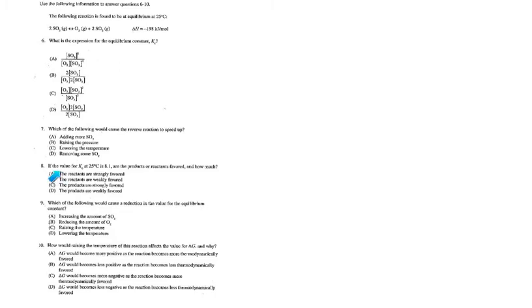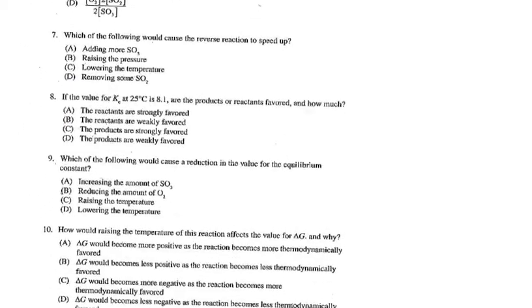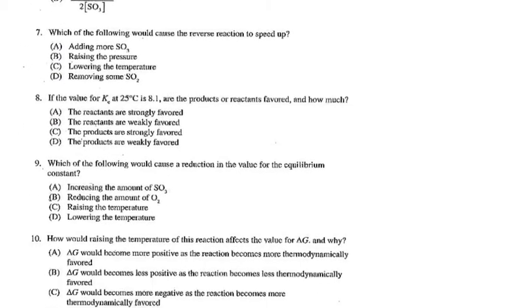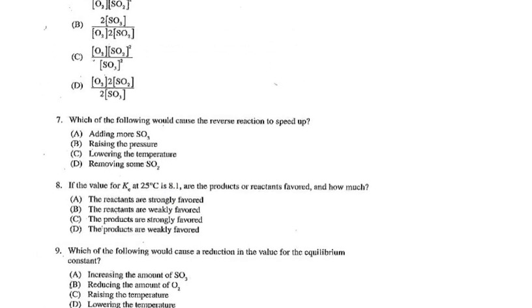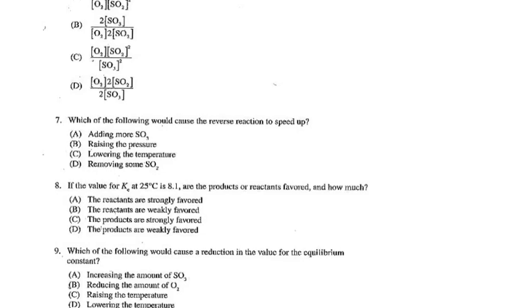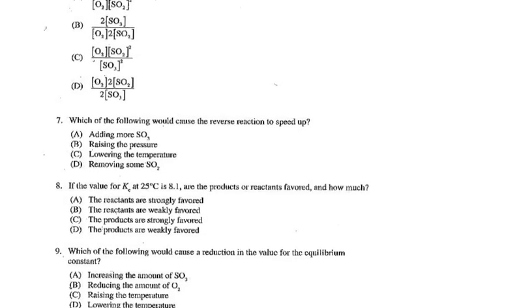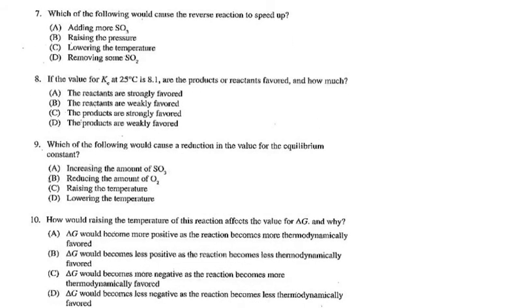Number 8 is a very odd question, I'll grant you. Let's make it a little bit bigger. In number 8, they want to know if the reaction's Kc is 8.1, are the products or reactants favored, and by how much? One thing we know is if K is greater than 1, it definitely favors products. The reason is that in our equilibrium expression, which you see on C there, the products are on top. So if the number is bigger than 1, it's got to be product favored.